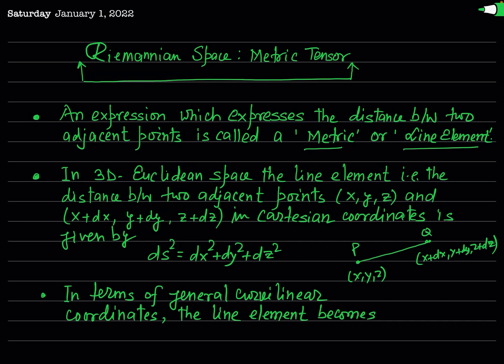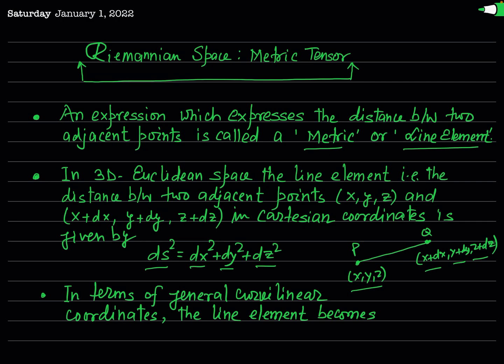If you consider a three-dimensional space, which is also known as Euclidean space, and in that space you consider two adjacent points, let us say the first point is P having space coordinates x, y, z as you can see here, and the other point is Q with coordinates x plus dx, y plus dy and z plus dz. In Cartesian coordinates, we define the line element or the metric by the arc length ds in this way: ds square equal to dx square plus dy square plus dz square. This ds is the arc length or the line element, or simply we say this is the metric in Cartesian coordinates.